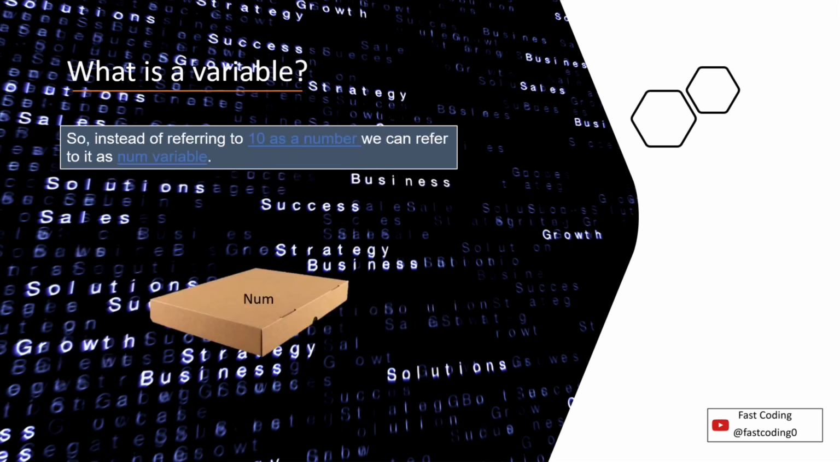So instead of referring to 10 as a number, we can refer to it as a num variable. So whenever we want to take the number 10, instead of putting number 10 and displaying it to the screen by cout or print, we can just simply refer to it as num.